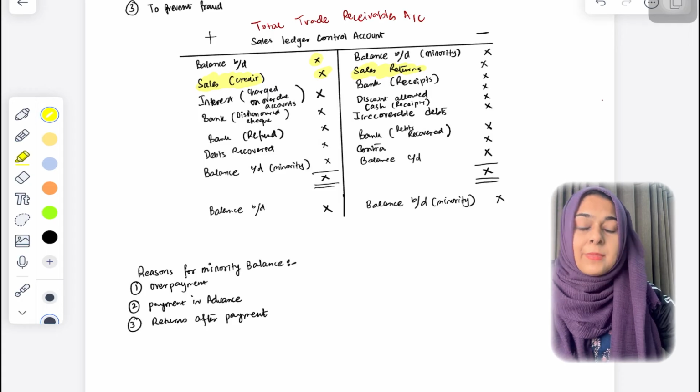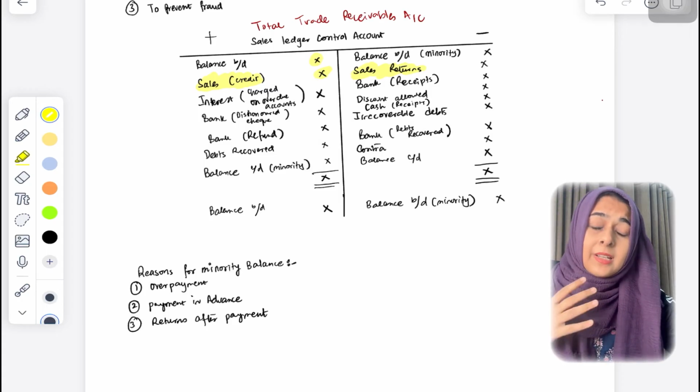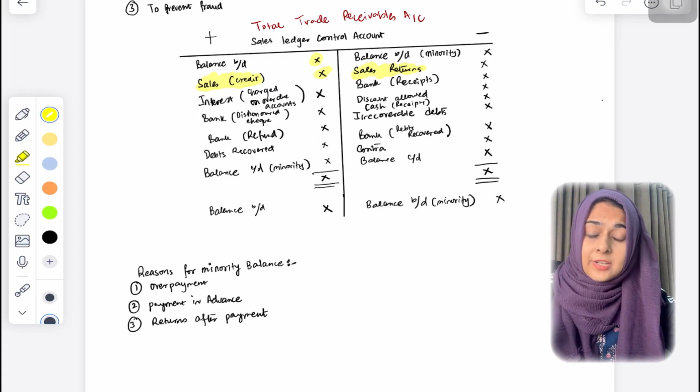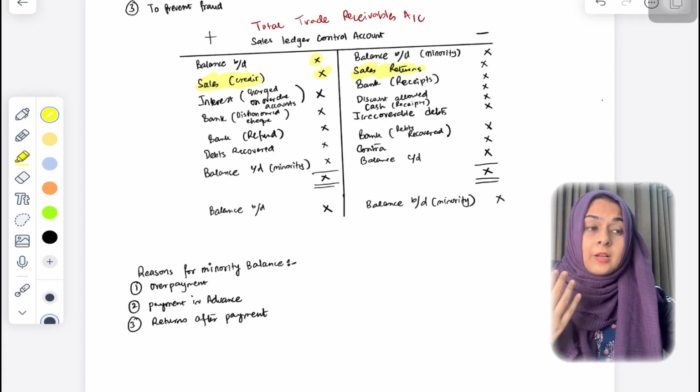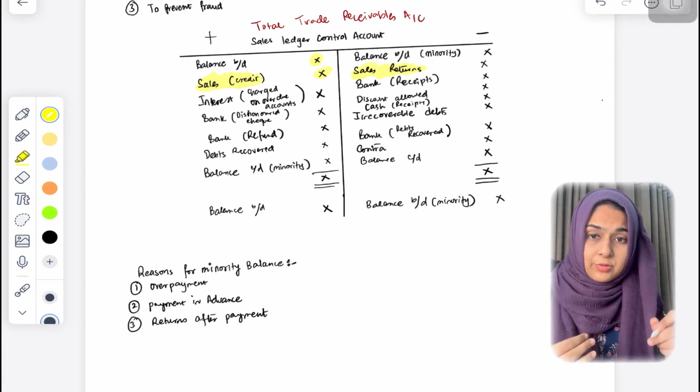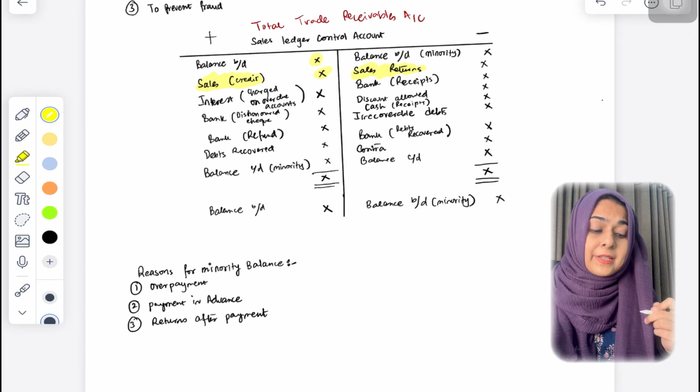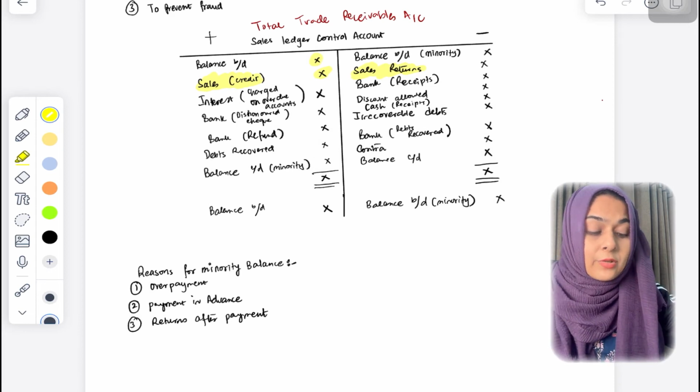Then if my customers pay me in cash, the double entry will be cash account debit, trade receivable account credit, because once the customers pay me, their liability towards me reduces and my asset reduces. That is why I need to record this on the credit side of my total trade receivables account.